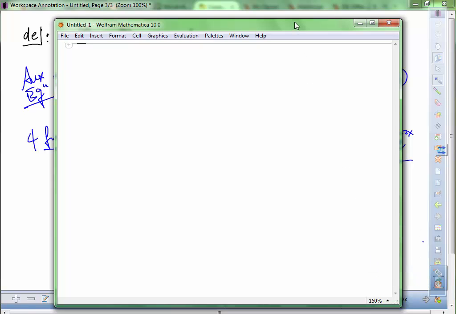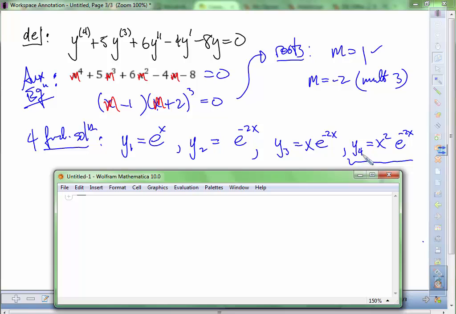So what we want to do is check to see if our last solution, the y4, is actually a solution for this differential equation. So I'm going to type in y4 is equal to x squared times e raised to the negative 2x power.